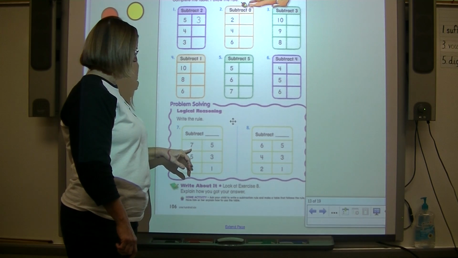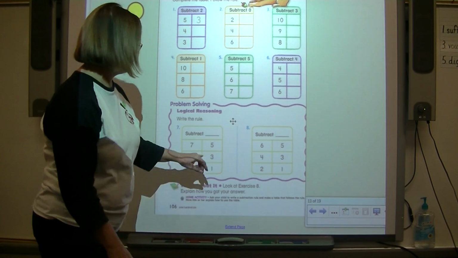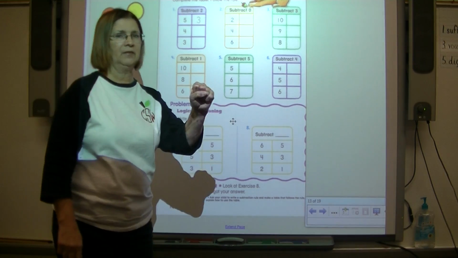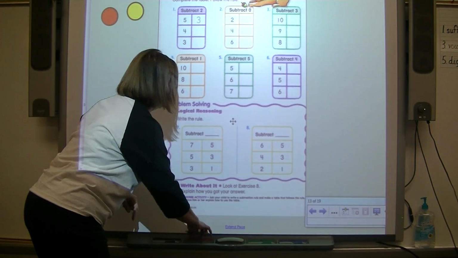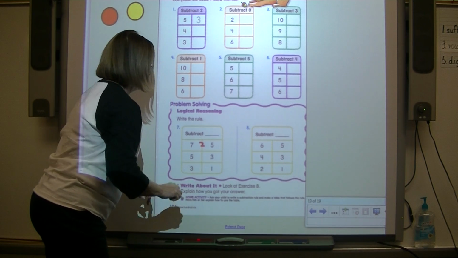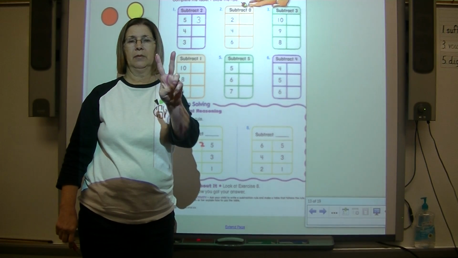How many did I have to take away from 7 to get to 5? Start on 5 and count up. 5, 6, 7. All right, that was 2. I'm going to just put a little 2 right here. Start with 3 and count up to 5. 3, 4, 5, 2.